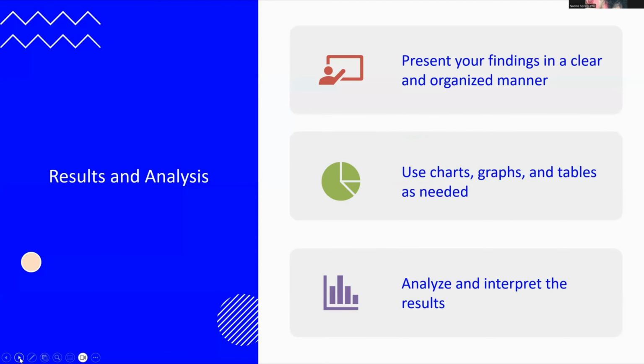In the results and analysis section, you'll present your research findings in a clear and organized manner. Begin by summarizing the key results of your study and make sure to present them in a logical sequence. You want to use charts, graphs, and tables to visually represent your data. These visual aids can help to clarify complex information and make it more accessible to others.